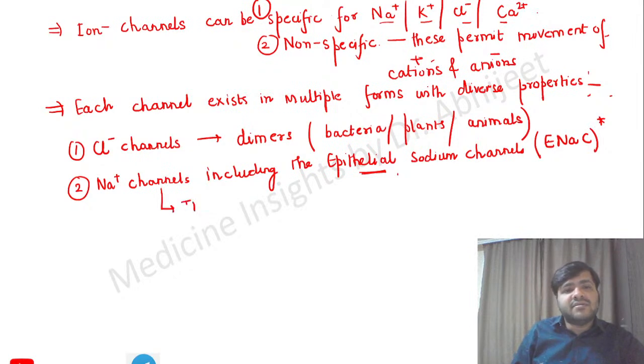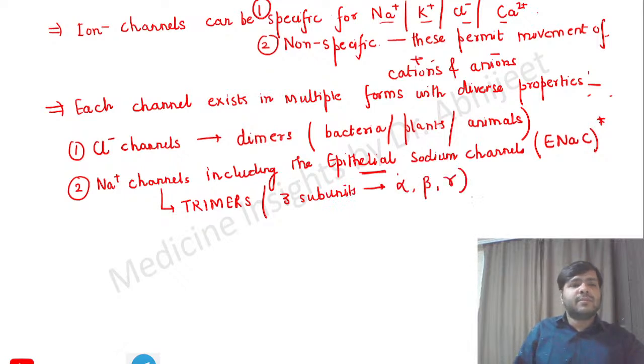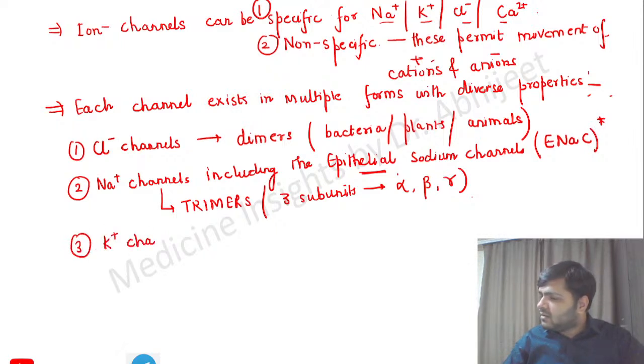बेसिकली दीज आर ट्राइमर्स। इनमें तीन सब यूनिट्स होती हैं और तीन सब यूनिट्स आप लोग को याद रखनी है, that is alpha, beta and gamma. Then we have potassium channels.